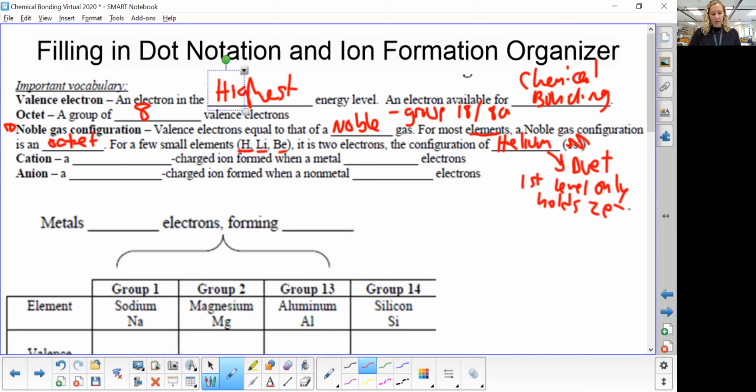So when atoms form an ion, they can either be a cation, and that is a positively charged ion, and it typically forms when a metal loses electrons, and an anion is a negatively charged ion, and it forms when a nonmetal gains electrons.